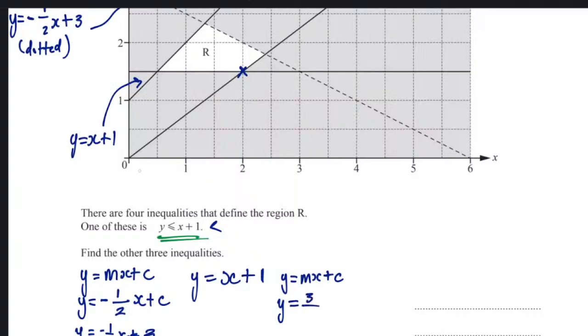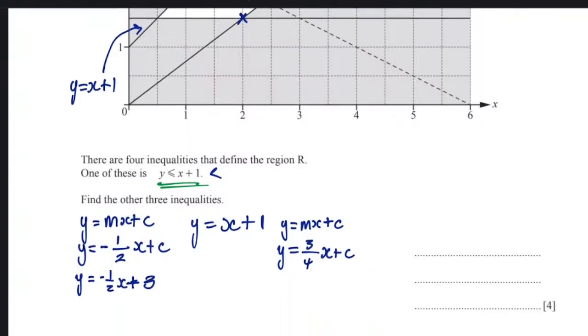Over how many did you move in the x? 1, 2, 3, 4. 4 steps. So here I've made it easy for you. I'm giving you all. Then you say plus c. Now you find where is c? Where does it cut the y-axis at 0? So it's just y is equal to 3 over 4x. So this is the line y equal to 3 over 4x. And it is solid. It's a solid line.